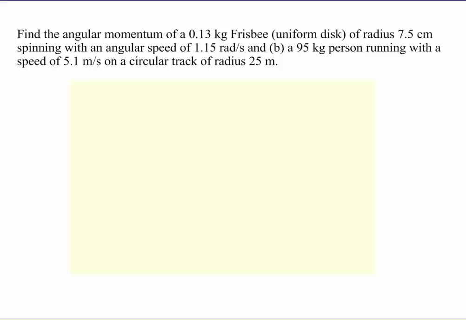All right, let's look at the next one. Find the angular momentum. Can you guys do this one? It's a 0.3 kilogram frisbee, a uniform disk of radius 7.5 centimeters, that's spinning with an angular speed of 1.15 radians per second. So here I just have a frisbee, and it's spinning around its own axis like that. And you don't know what direction, it doesn't say, so you can make it either way.